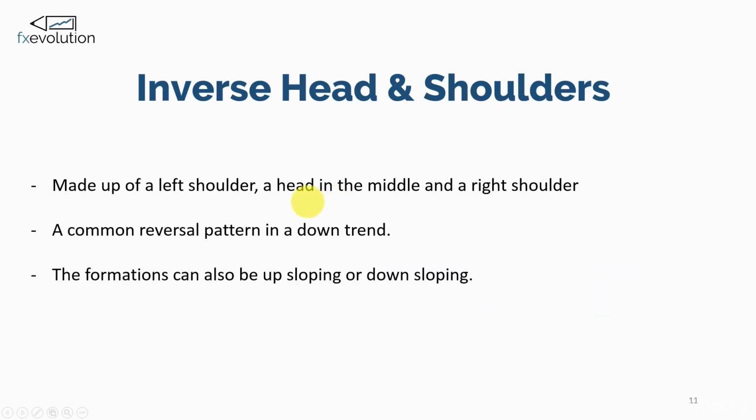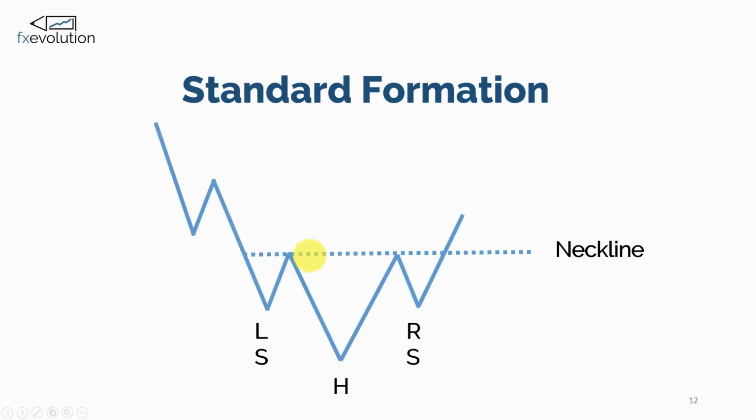So let's now take a look at an inverse head and shoulders. Again, it's made up of a left shoulder, a head in the middle, and a right shoulder. It's a common reversal pattern in a downtrend, and the formations can also be up sloping or down sloping. So here we have a downtrend. We have our left shoulder, our head, our right shoulder, and we can draw our neckline here at this point with the idea of price breaking out and buying up and profiting from an increase in price over time.